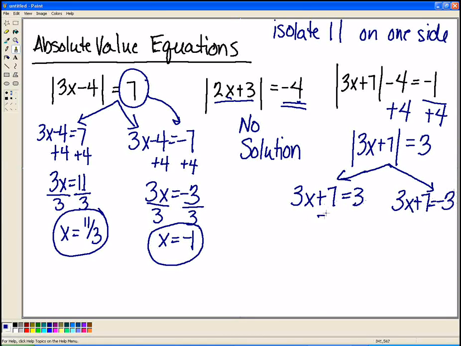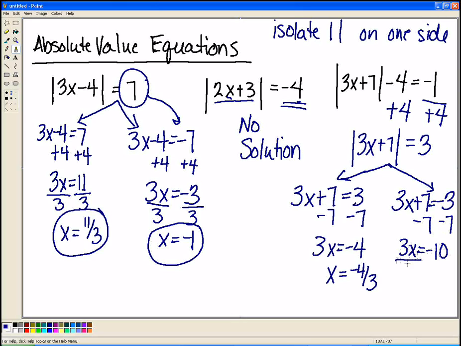So now I can solve these. I'd subtract 7 each side and get 3x equals minus 4. And one of my solutions would end up being x equals minus 4/3. Over here I'd subtract 7 both sides. I get 3x equals negative 10. Divide both sides by 3. And my second solution would be that x equals negative 10 over 3.